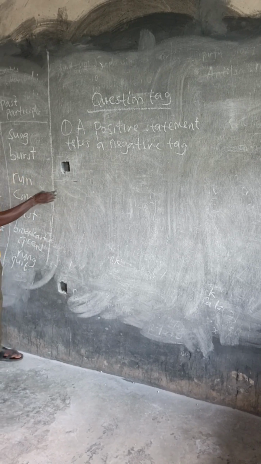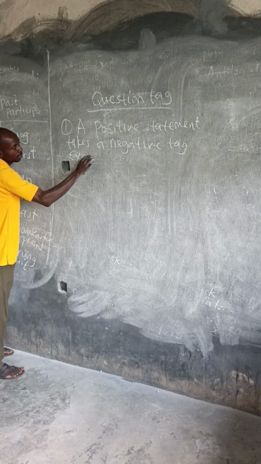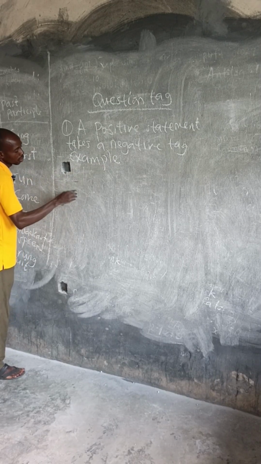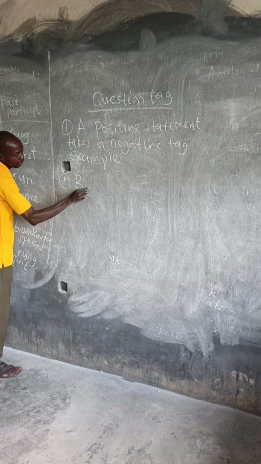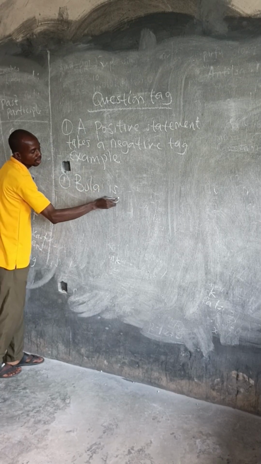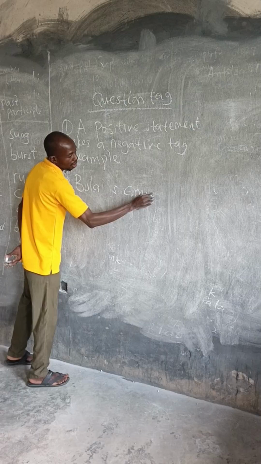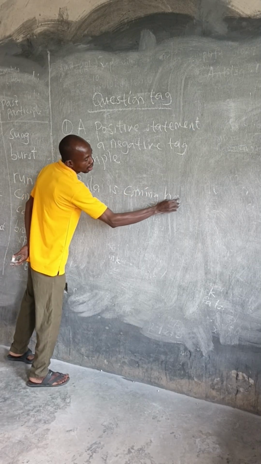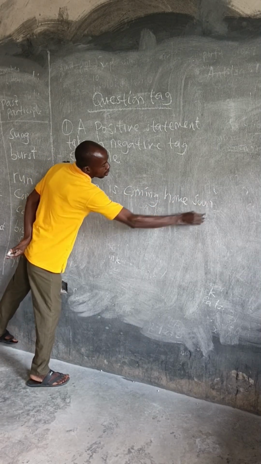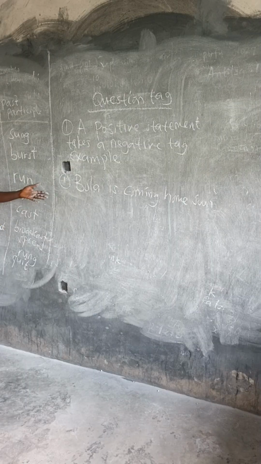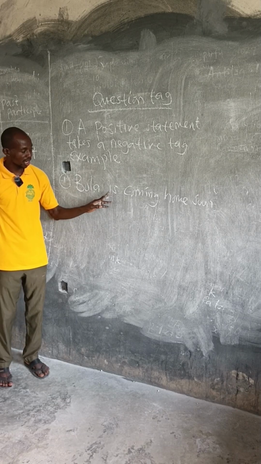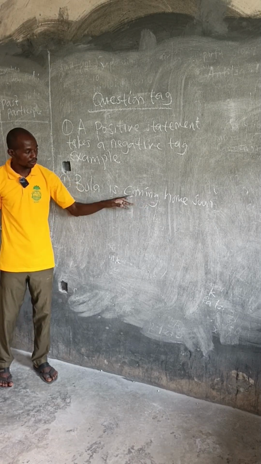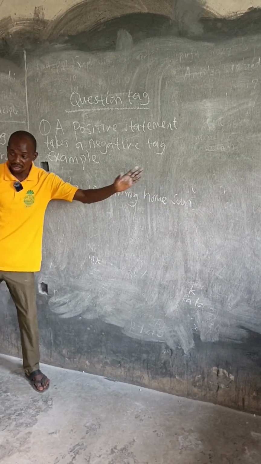Take for instance, example number 1. You say, Bola is coming home soon. If you analyze this sentence, you can see that this one is the subject, which is a noun. This one is the auxiliary verb. This one is the continuous form of the main verb, and then the other words here.